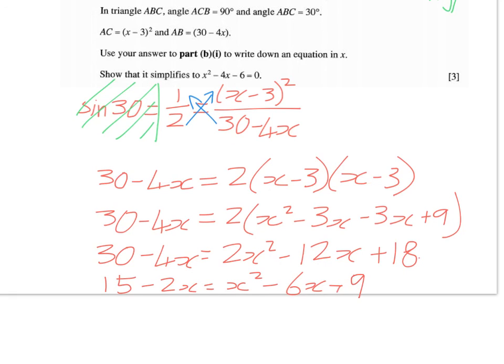So simplify that down. I'll keep my x squared. I'm adding 2x to both sides, so it's negative 4x, and then I'm subtracting 15 from both sides. That should be a negative 6. Oh, look, it's worked.